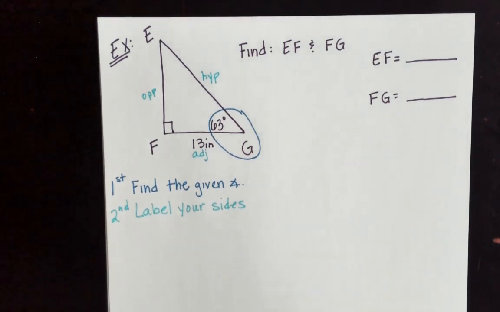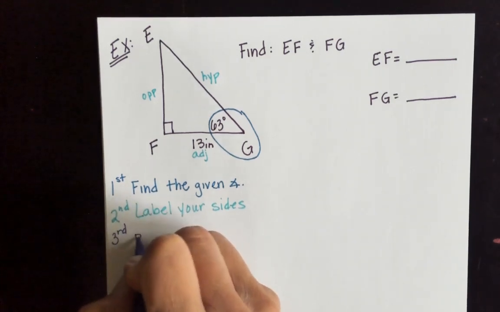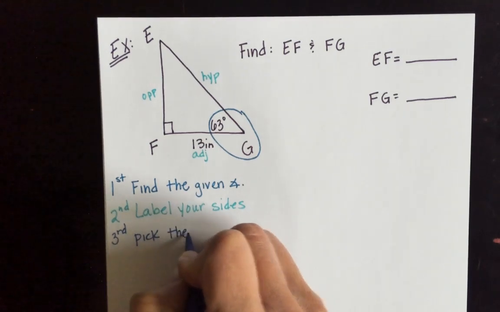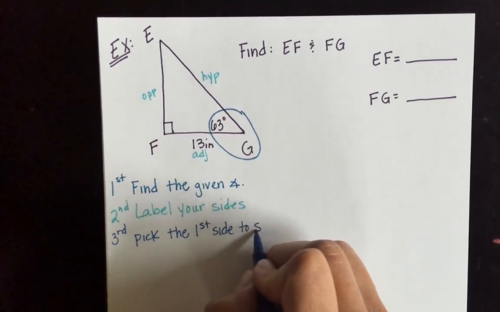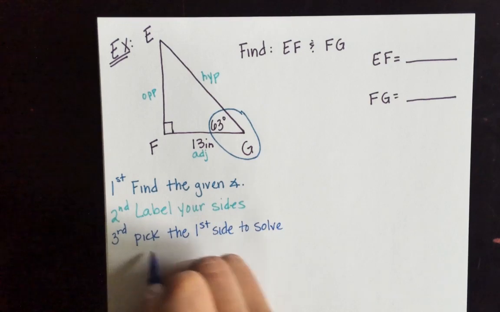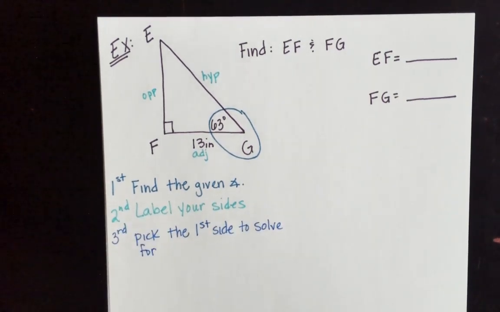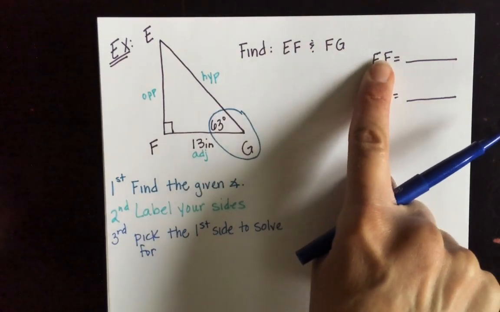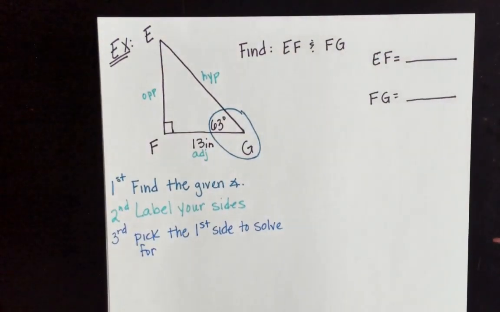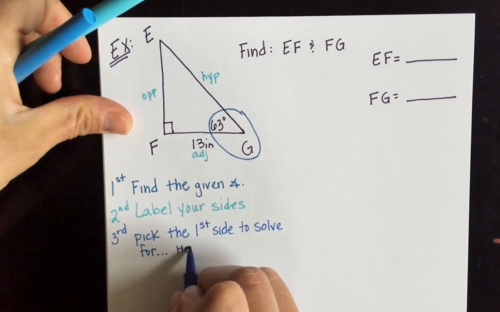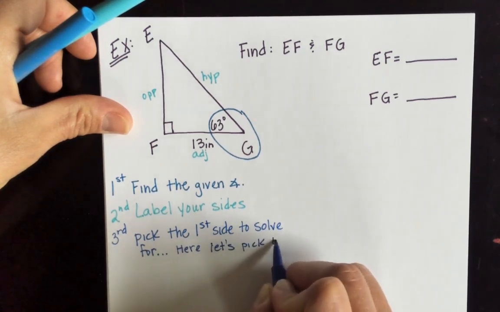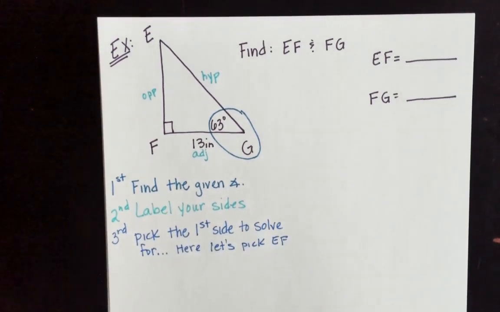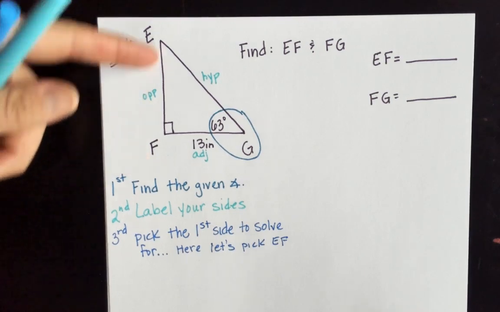The third thing that I want to do is pick the first or only side to solve for. I'm going to assume we're all going to want to solve for EF because it's listed first, so let's solve for it first. So here we're going to pick EF. I look, and EF is labeled opposite.